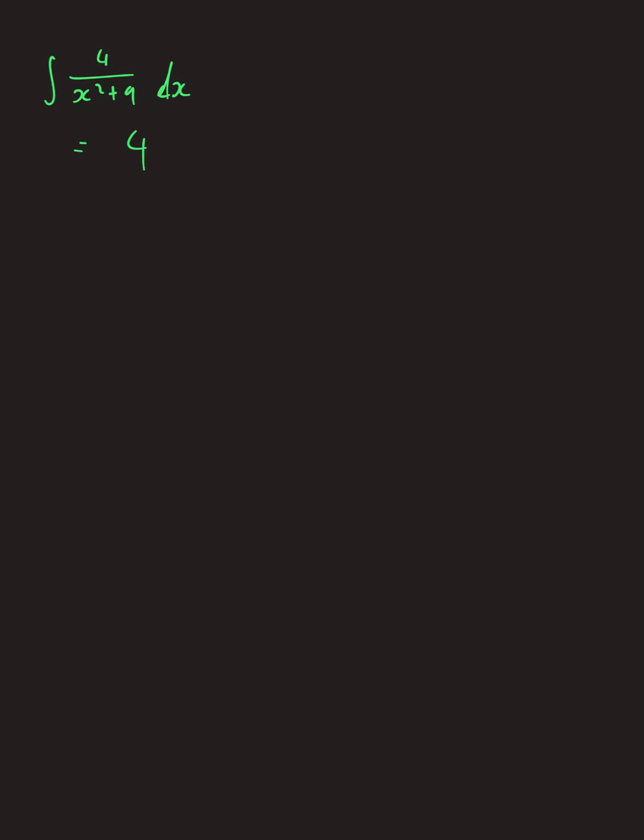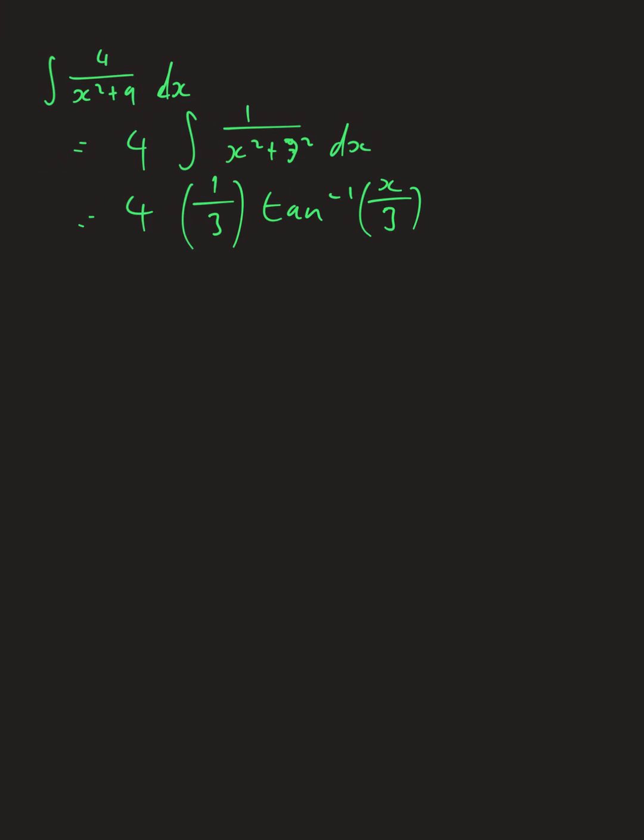So that's 4 times the integral of 1 over x squared plus 3 squared dx. So this is an integral that we have a formula for. And that formula gives us the following. That 4 stays in front, and I get 1 over 3 times inverse tan of x over 3. So now, with all that, I can go back and put the 3 together to get my answer.